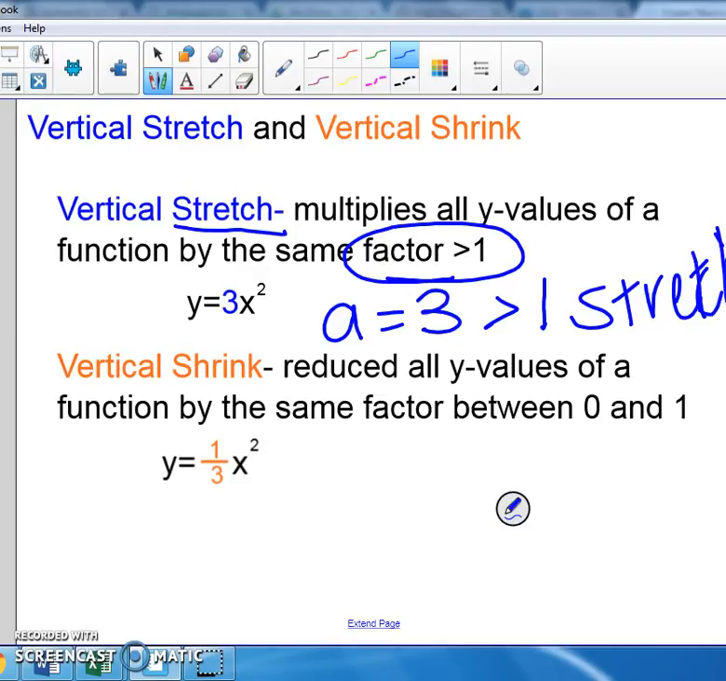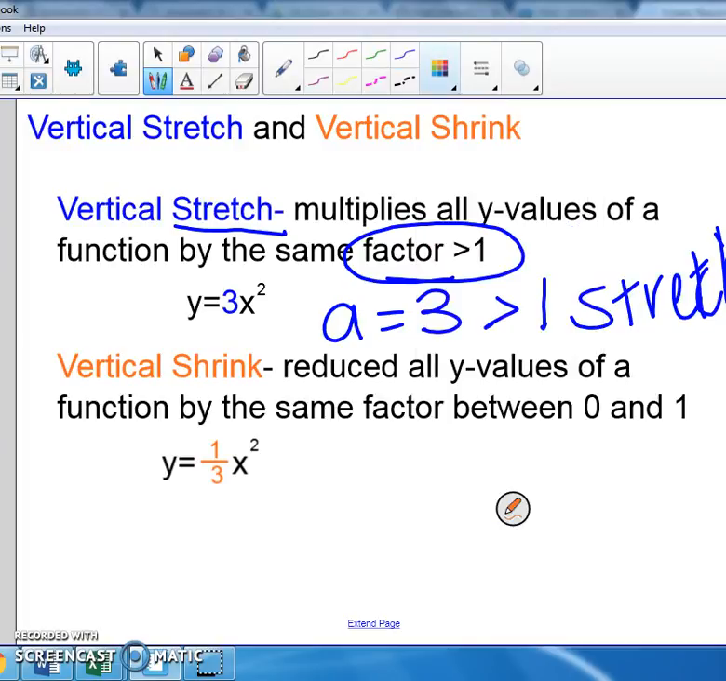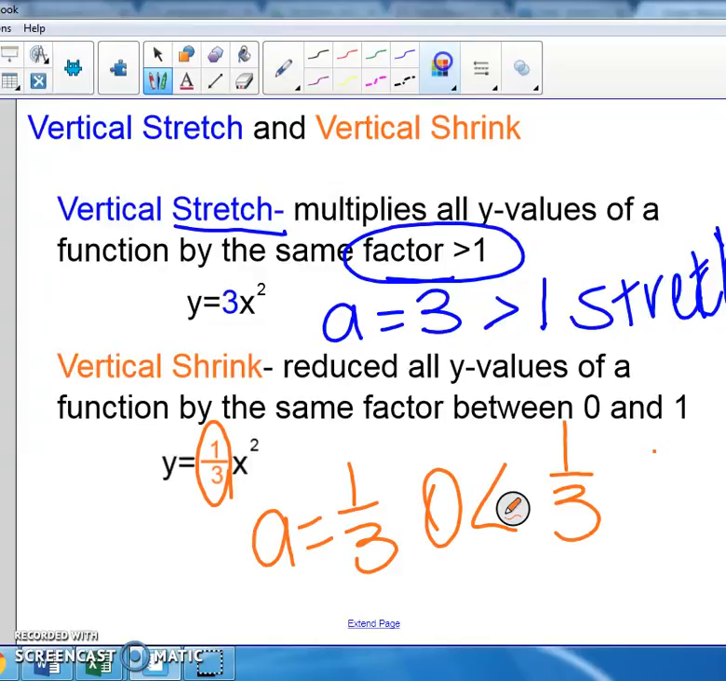Then we also have vertical shrink. A vertical shrink reduces all of our y values of a function by the same factor between 0 and 1. So that means we're going to be multiplying by a decimal or a fraction. In an example, we have 1/3 as our a value, which is between 0 and 1. So we are going to shrink.